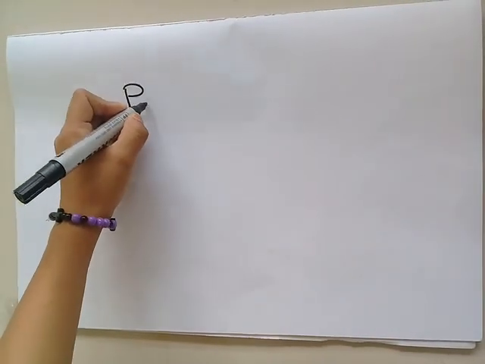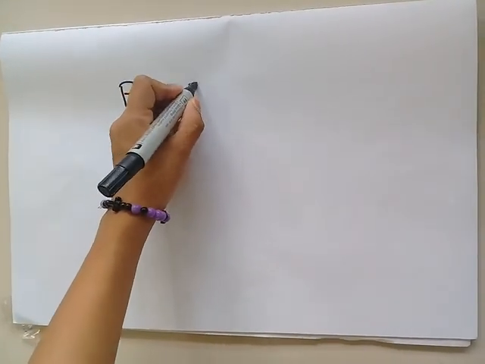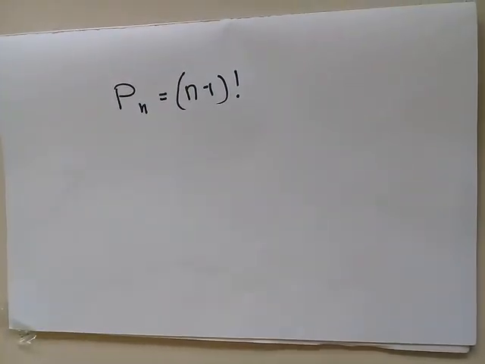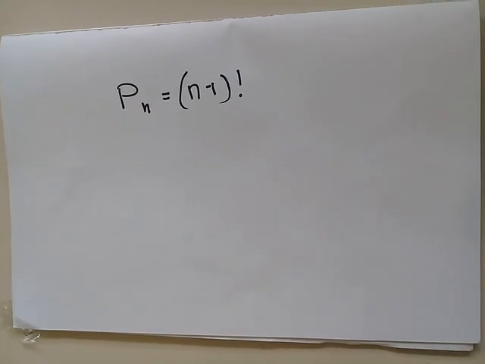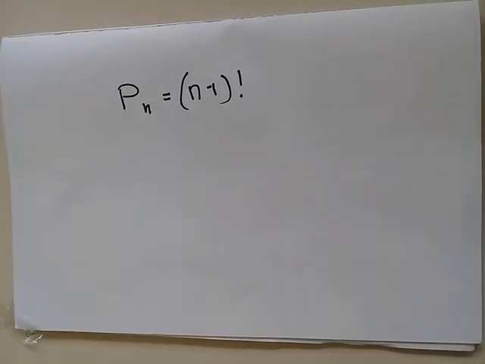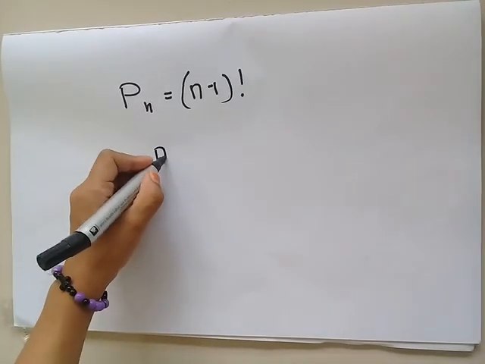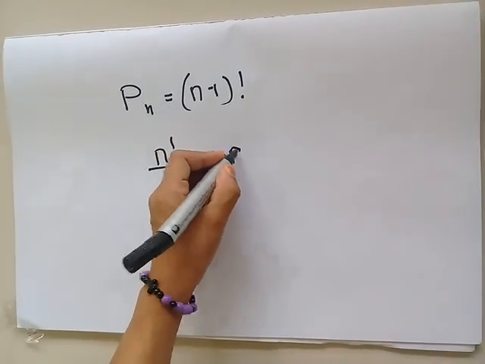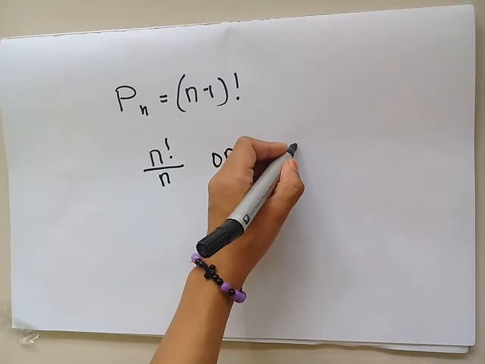From the given 2 examples presented, it shows that the number of ways to arrange n objects along a fixed point of reference is P sub n equals n minus 1 factorial. If n objects are arranged in a circle, the permutations of n objects is n factorial over n, or simply the formula n minus 1 factorial.